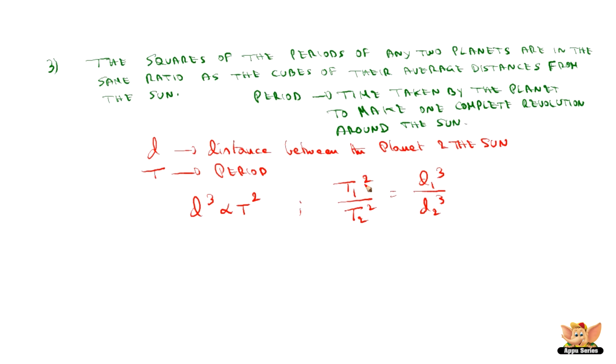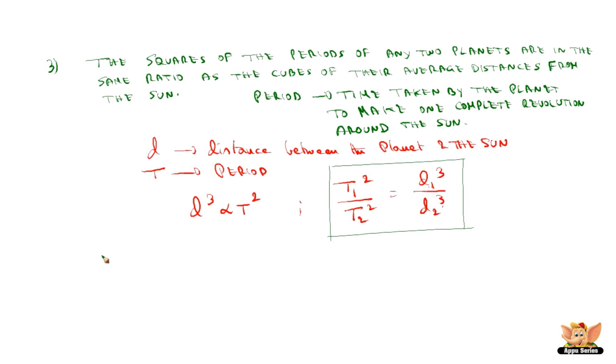Squares of the periods of any two planets are in the same ratio as the cubes of their average distances from the Sun. So if T1 is the period which planet 1 takes around the Sun, and the distance from the Sun for the planet is D1, then T1 square is proportional to D1 cube. And at the same time, it is in the same ratio if you take two planets. So this is Kepler's third law, which has been used for arriving at the inverse square rule by Newton.